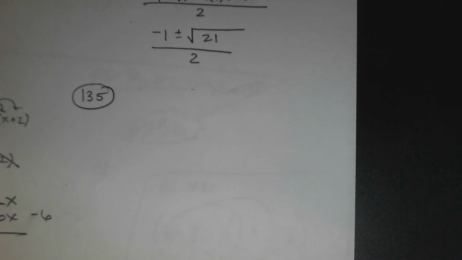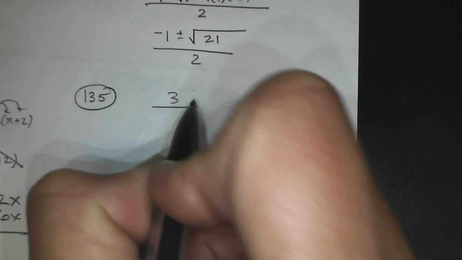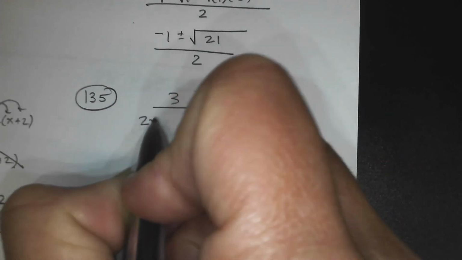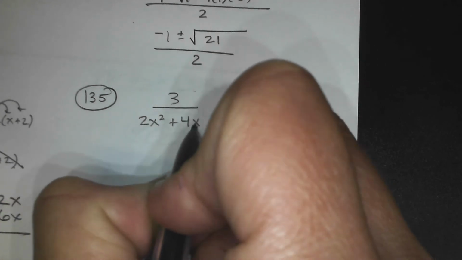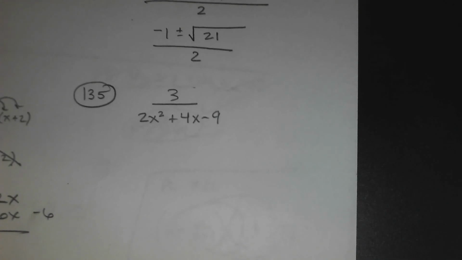And then 135 was, oh, I had a bunch of questions on this one. What am I dealing with here? 2x squared plus 4x minus 9. The directions are, list all numbers that must be excluded from the domain of each rational expression.